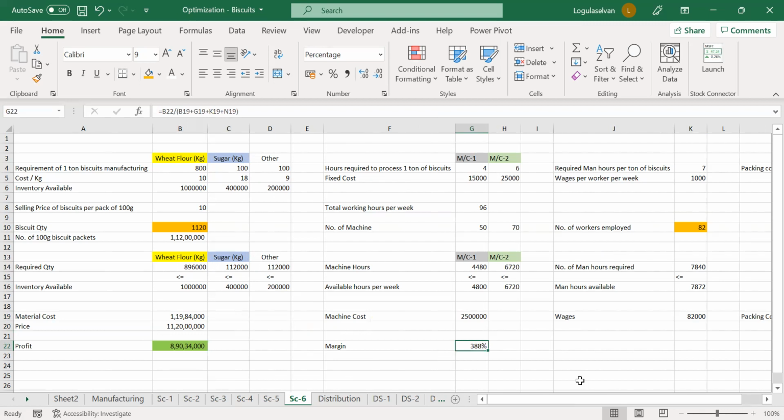So a company, once they manufacture their product, they have to distribute it. So now in our further videos, we are going to talk about distribution, how to optimize the cost related to distribution.